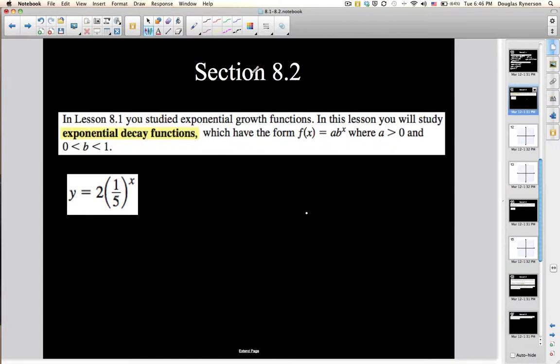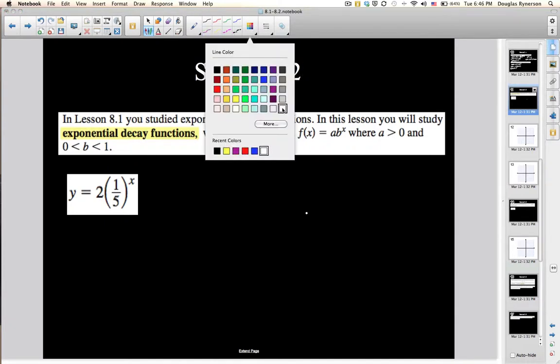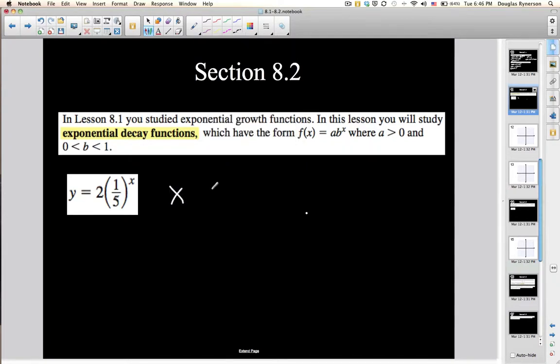In this particular case, I know this is a decay function because the base is 1/5, which is less than 1. If I want to create an input-output table, I would again use inputs of -1, 0, and 1. Those are again the best. With anything that you're going to graph that you're unsure of, a negative number, 0, and a positive number will be very informative to plug in.